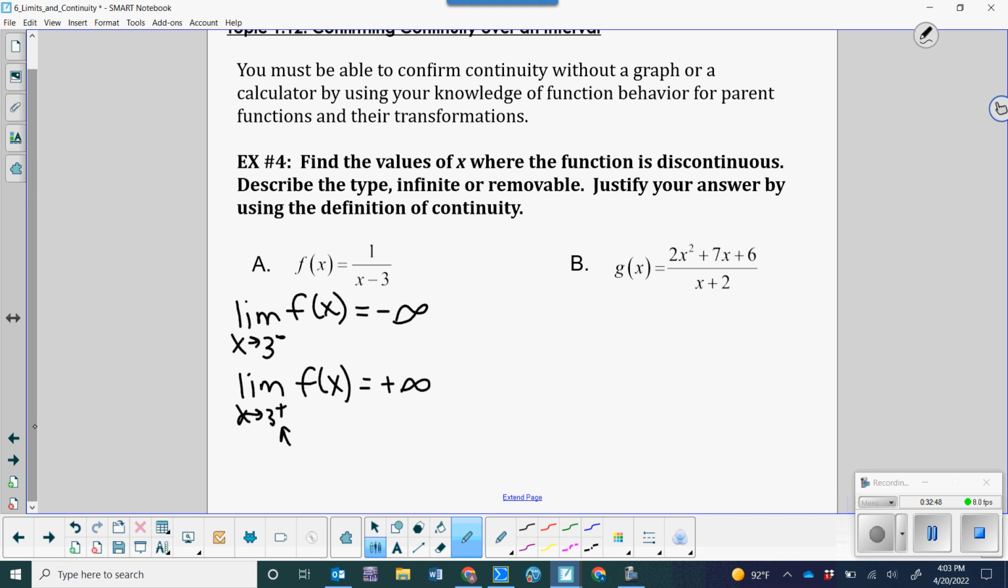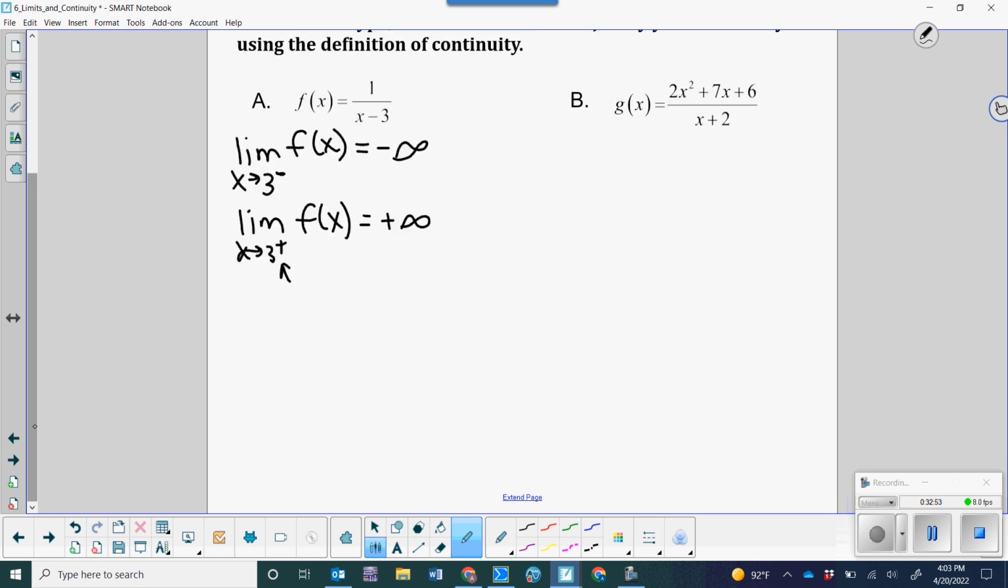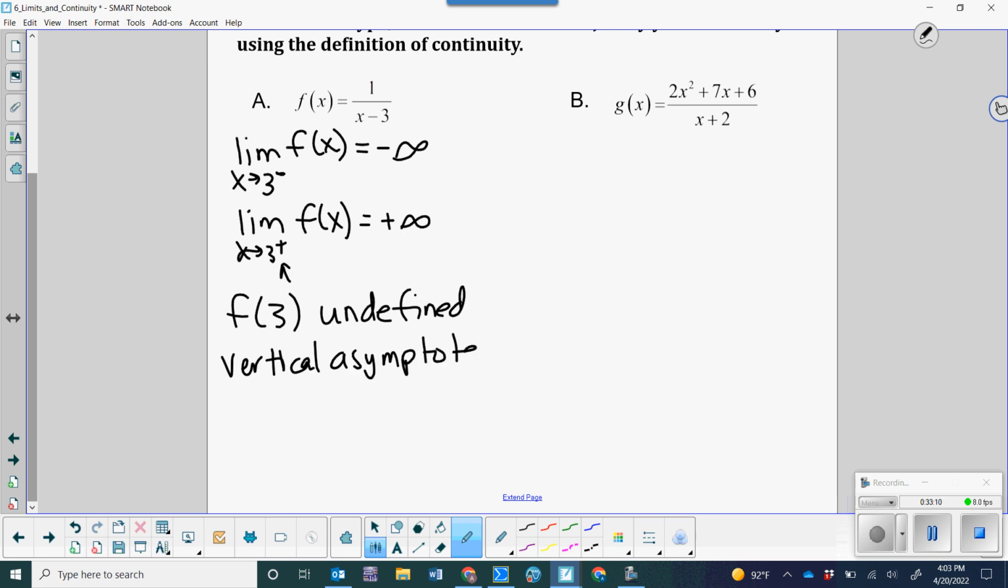Okay, so then if we want to describe the type of discontinuity and justify it, I know both of those limits are infinite, and I also know f of 3 is undefined, of course, because I can't divide by 0. So I have a vertical asymptote at x equals 3, and this is a non-removable discontinuity. I am determined to put an E in there, sorry. It's a non-removable discontinuity, or an infinite one, okay? So we still use all the stuff that we know.